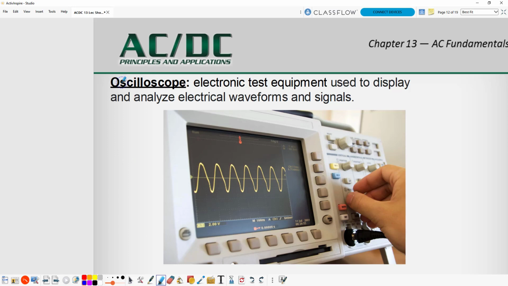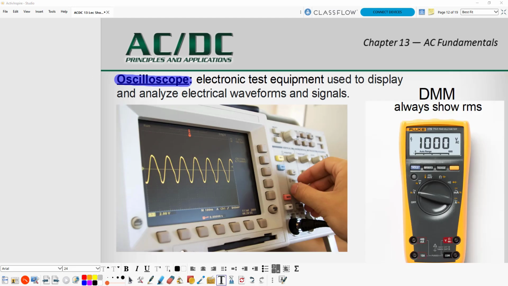These waveforms that we're looking at here are displayed on a piece of test equipment called an oscilloscope. What an oscilloscope does is it'll actually show you the waveforms, instead of what a DMM, a digital multimeter, just shows you, a number. But an oscilloscope will actually show you the waveform itself. So it's important to know what an oscilloscope is and what it's used for. It's an electronic test equipment used to display and analyze electrical waveforms and signals.